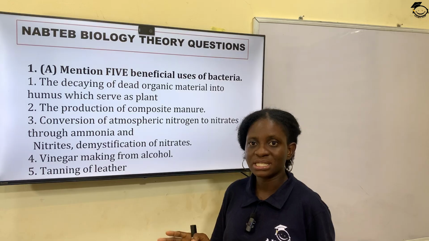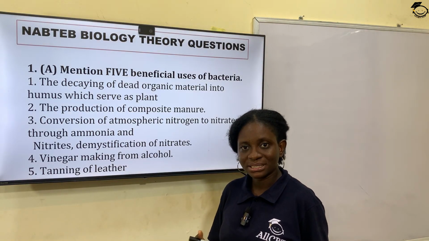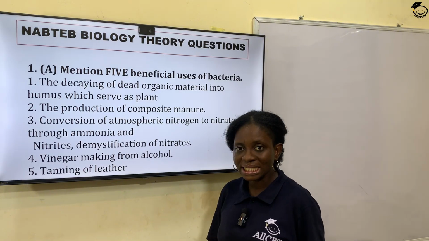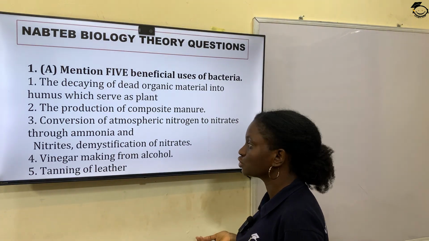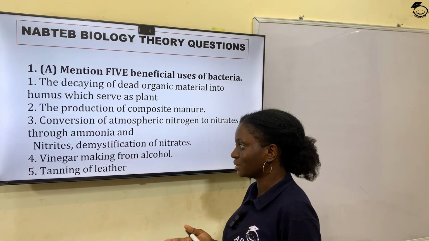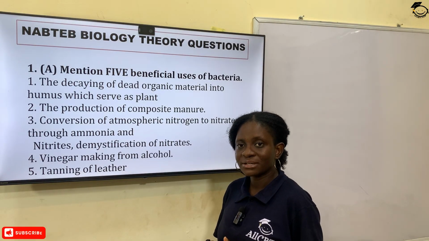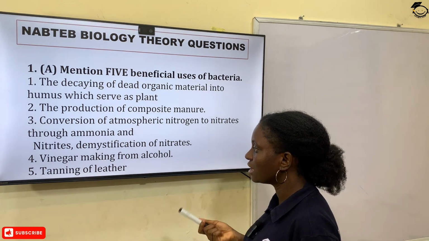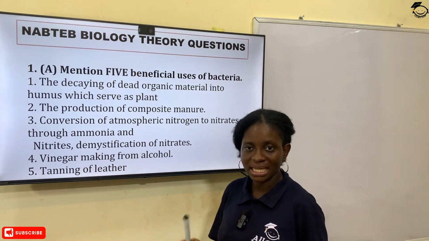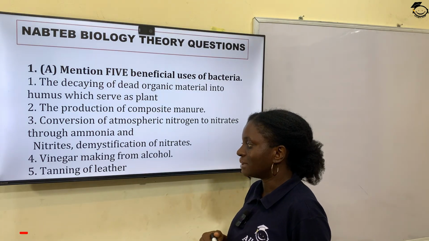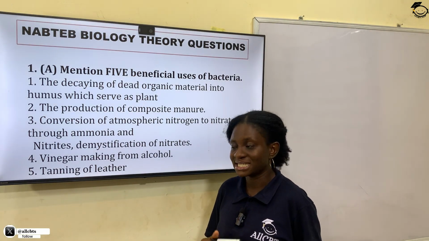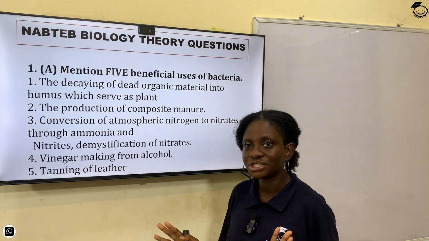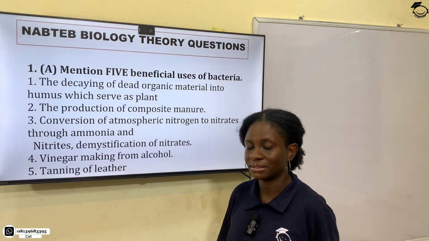Denitrification of nitrates. This means there are some bacteria called nitrogen fixing bacteria. So basically, they convert atmospheric nitrogen to nitrates. Another beneficial use of bacteria is that it helps in vinegar making from alcohol, and bacteria is also involved in tanning of leather. So these are the beneficial uses of bacteria.